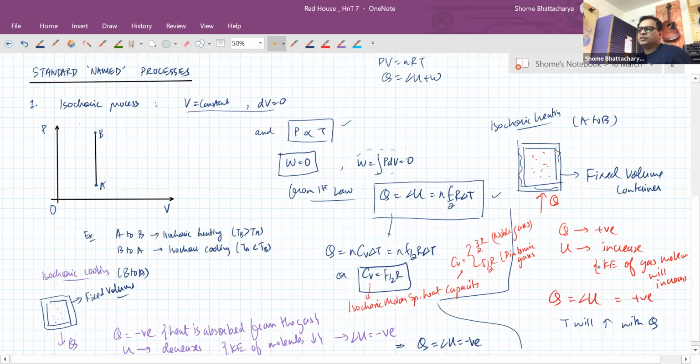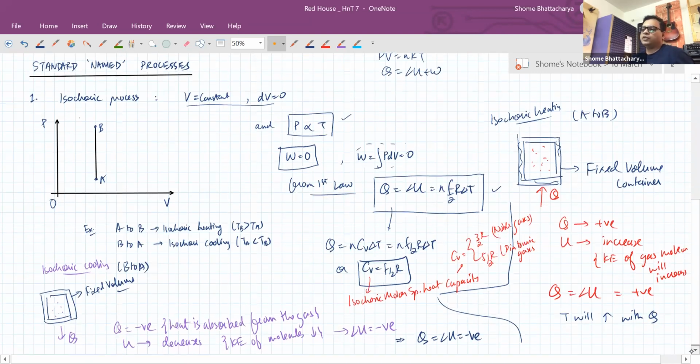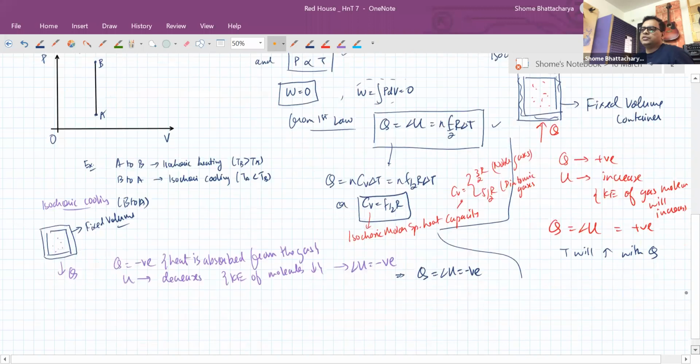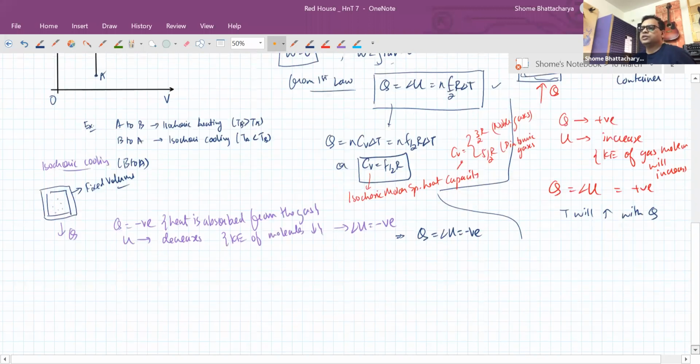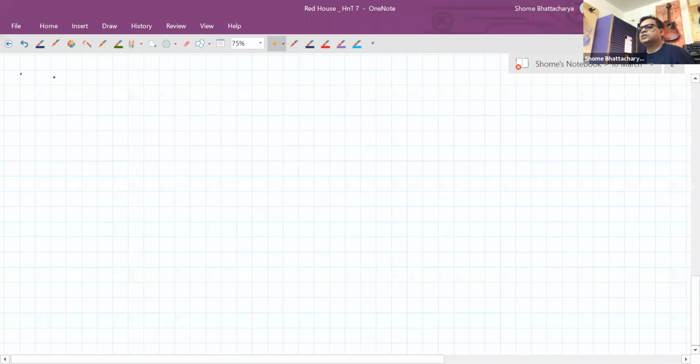To understand experimentally what we are doing, to keep the volume constant while applying any thermodynamic process, you have to put the gas in a container which is of fixed volume. And then according to whether we are heating or cooling, we can supply heat to it or absorb heat from it, and accordingly the gas will function according to the isochoric process. Okay, now next let's come to the isobaric process.